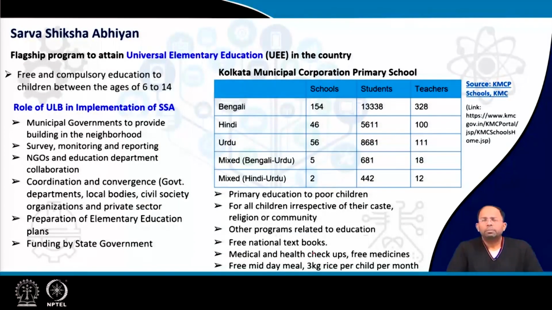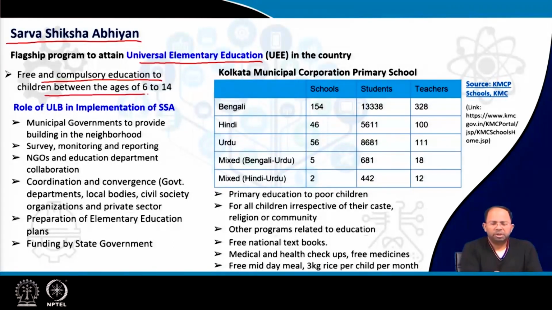Now, coming to the government programs which look into the different aspects of education in urban areas. One of the flagship programs is to attain universal elementary education in the country. This is also known as the Sarva Shiksha Abhiyan, or now also Samagra Shiksha Abhiyan. Here free and compulsory education is given to children between ages 6 to 14 years. Nothing is charged.